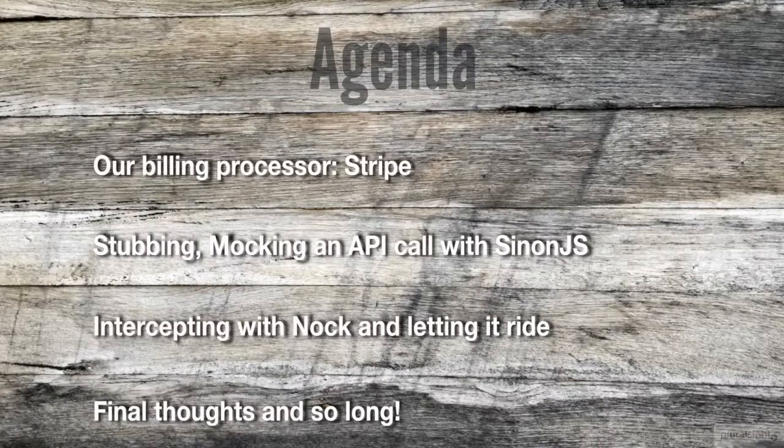I'll give you a tour of Stripe and all the services that it offers, as well as a quick tour of the back end. Given that we don't want to actually talk to Stripe for each test, we are going to stub and mock the API call, and we can use Sinon for that. And then we're going to throw Sinon right out the window, and we're going to use Nock, which is going to intercept the HTTP API call, and that'll help us test just a little bit better. Then I'll leave you some final thoughts, and I will say goodbye.